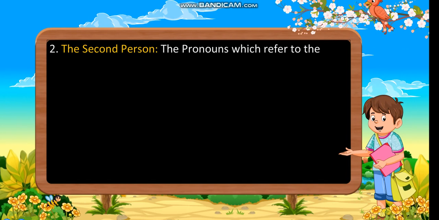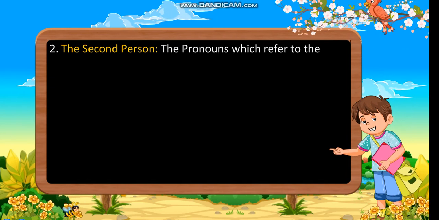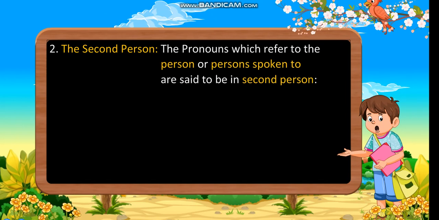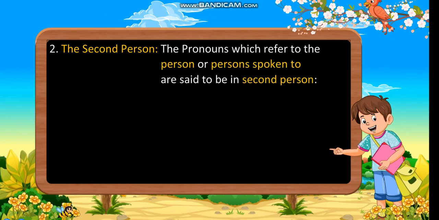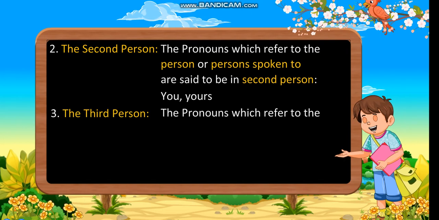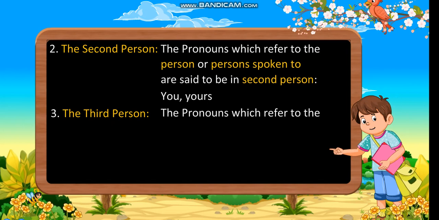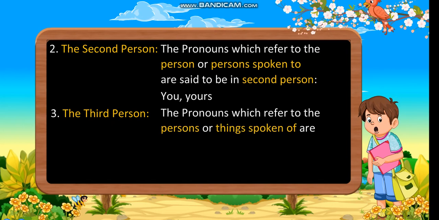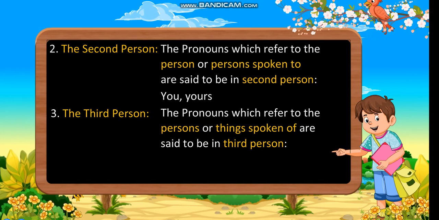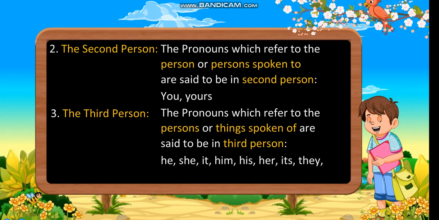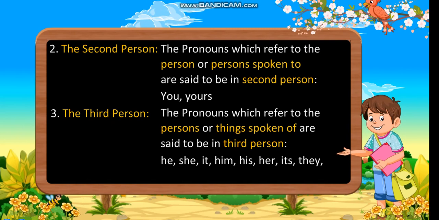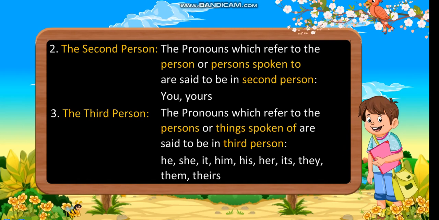Second, the second person. The pronouns which refer to the person or persons spoken to are said to be in second person. You, yours. Third, the third person. The pronouns which refer to the persons or things spoken of are said to be in third person. He, she, it, him, his, her, its, they, them, theirs.